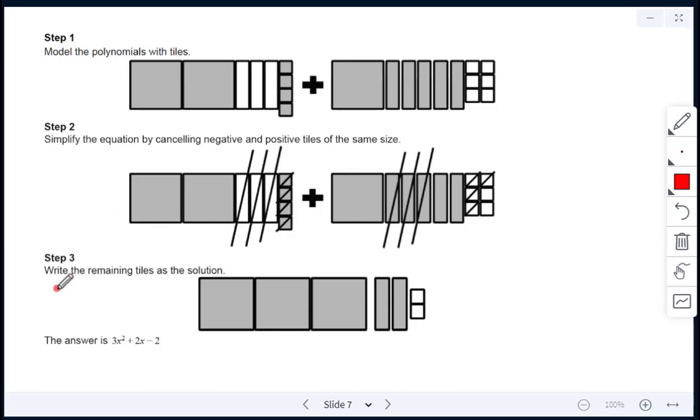So we're left with 3x squared. We have positive 2x shown here, and then negative 2. These are unshaded, so it's negative 2. So our answer is 3x squared plus 2x minus 2.